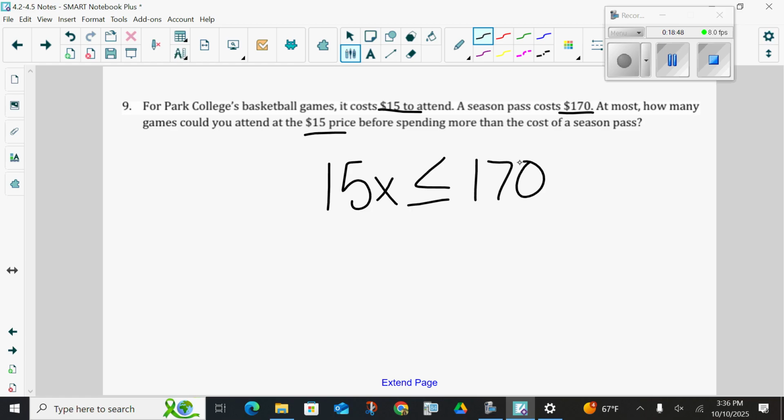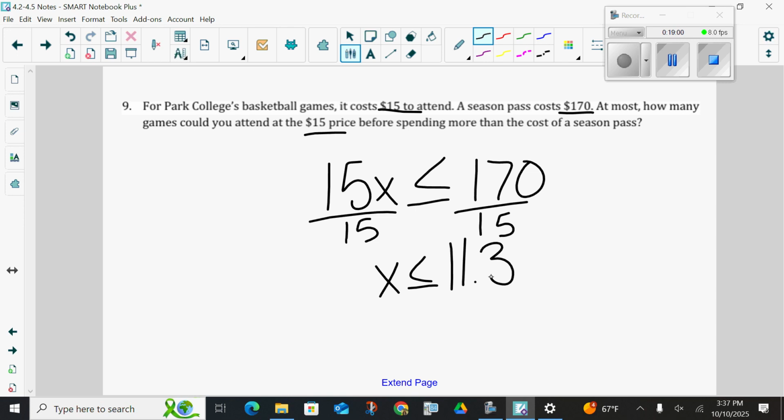So when we solve this inequality, I'm going to divide by 15 on both sides. I get x is less than or equal to 11.3. So I could go to 11.3 games. But I can't go to 0.3 of a game. So I can go to 11 games before I should buy a season pass.